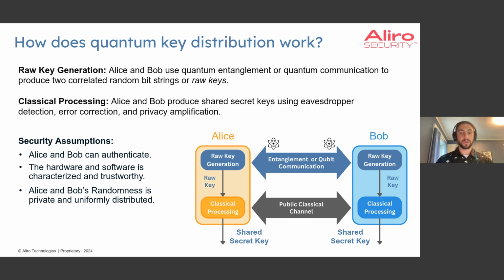Since these hardware devices and software have access to the secret keys that Alice and Bob are creating, we need to make sure that that software or hardware is not sending those keys to an adversary. Third, Alice and Bob's randomness that they use to produce these keys must be private to themselves and uniformly distributed. If an eavesdropper knows the random numbers that are being generated by Alice to produce the raw key, then that breaks the security of this protocol.